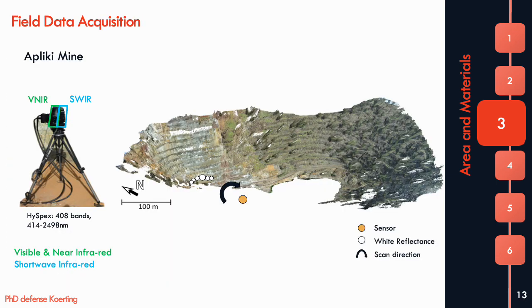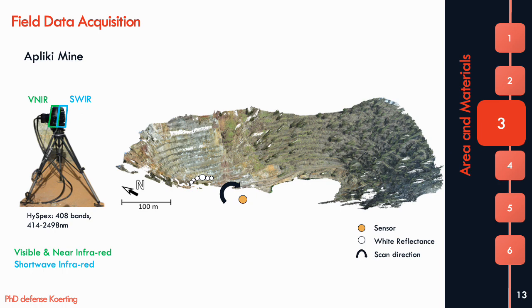For my field data acquisition within Apliki mine, I used a tripod setting with a rotation head and 2 high-spec sensors that were mounted on top of this tripod. Both of them are line scanners, a VNIR and a SWIR scanner, collecting data in the range of 414 to 2498 nanometers. And in order to create an image with the line scanners, there's a rotational movement of the head of this tripod stage.